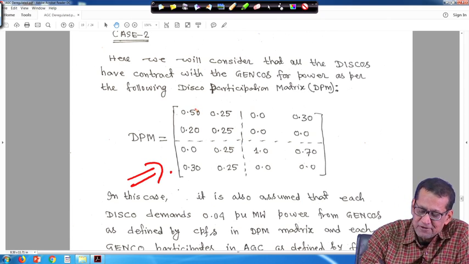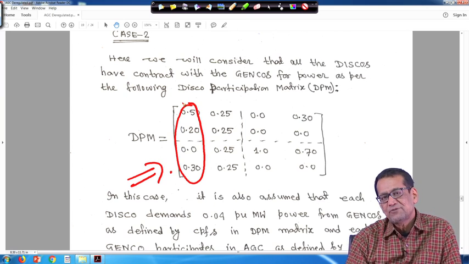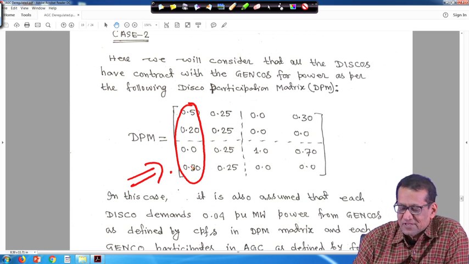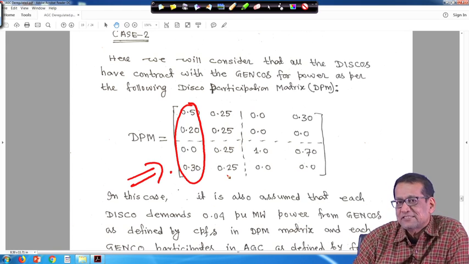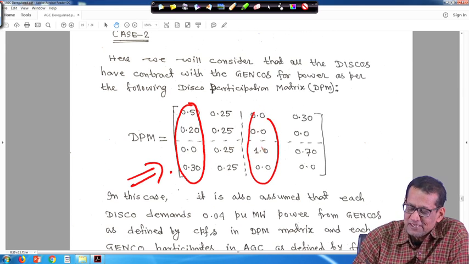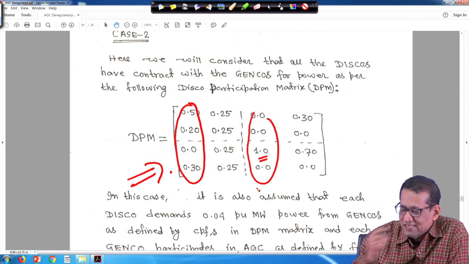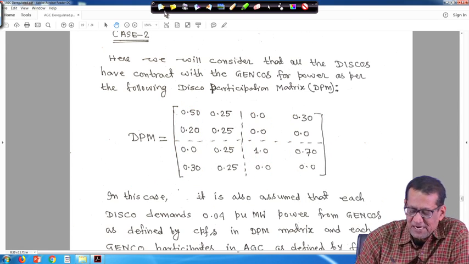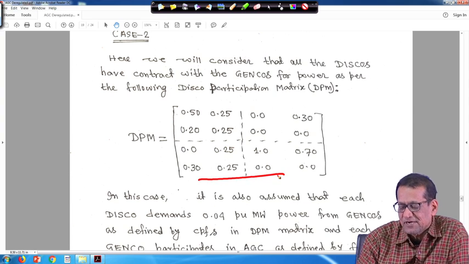But you have to consider in such a fashion that if you sum up all the column elements, it will be 1. So it is 0.5, 0.2, 0.3, so it is 1. If you add, it is 0.25 each, so it is 1. This one also, all are 0 except one, so the summation is 1, and here also if you add all the column elements, it will be 1, right. So that is your DISCO participation matrix. Suppose this DISCO participation matrix has been taken.